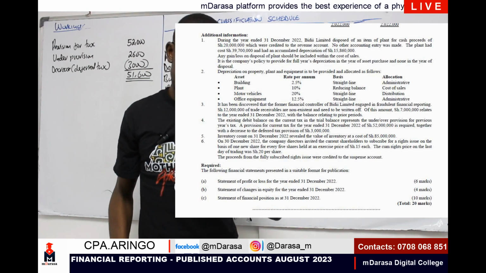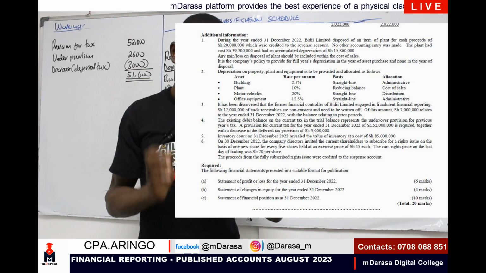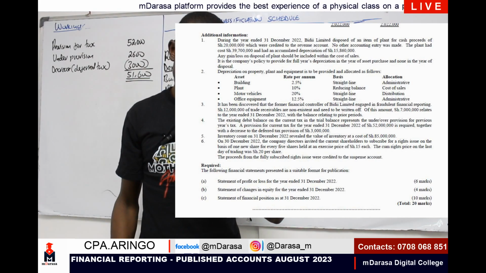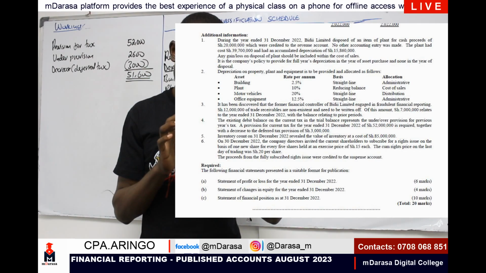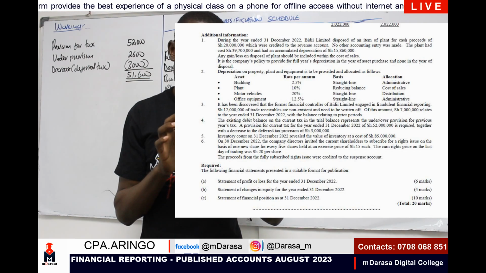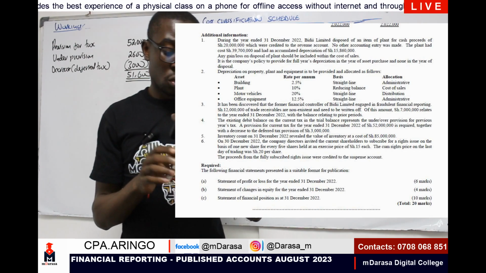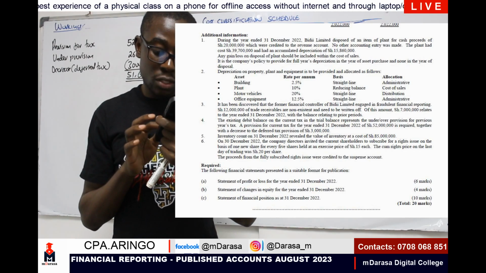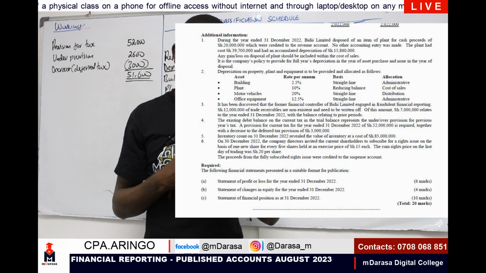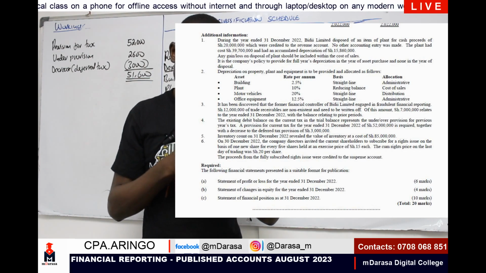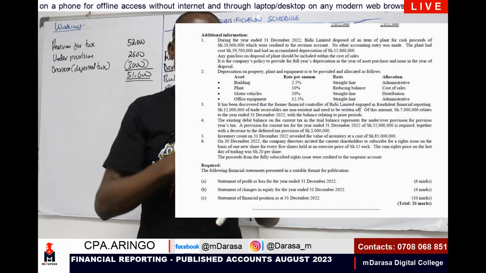Note 5, that one is direct. Note 6, on 30th December, the company directors invited the current shareholders to subscribe for a rights issue on the basis of 1 share for every 5 shares held at an exercise price of 15 shillings each. The rights price on the last day of trading was 20 per share. The proceeds from the fully subscribed rights issue were credited to the suspense account.